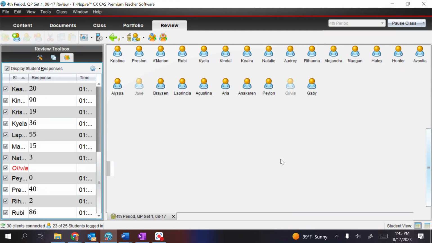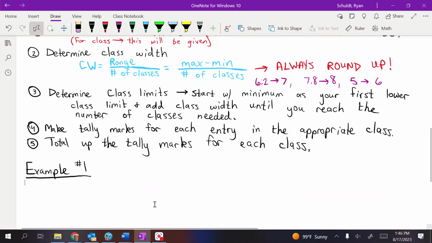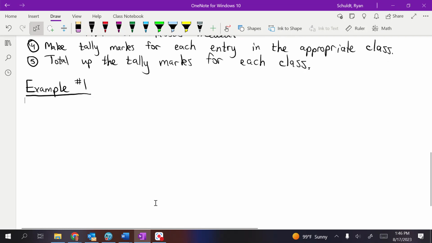Okay, so there's our data that we're going to use for example 1. We're going to use this data for example 1. So keep it out. We're going to need it. That's what we're using. Last semester, or was it last fall, one of the semesters, someone counted 350 text messages in one day.